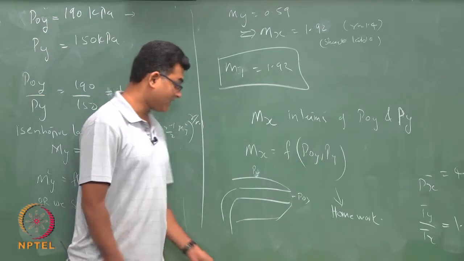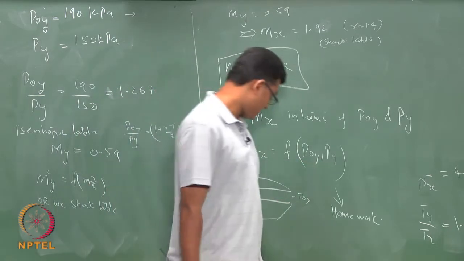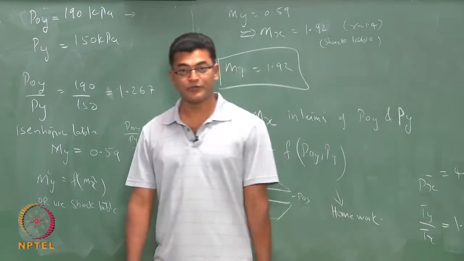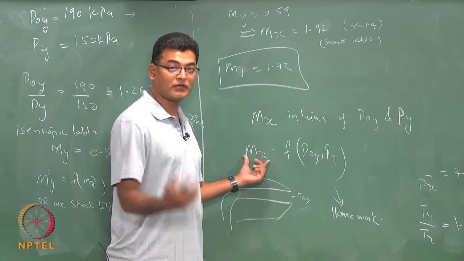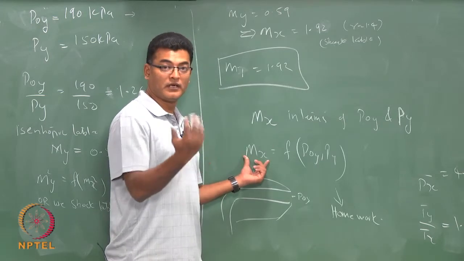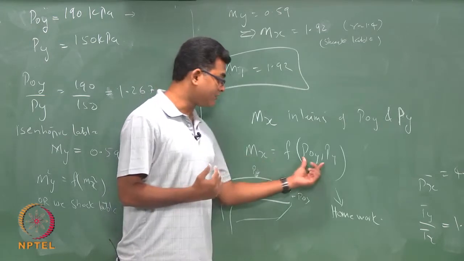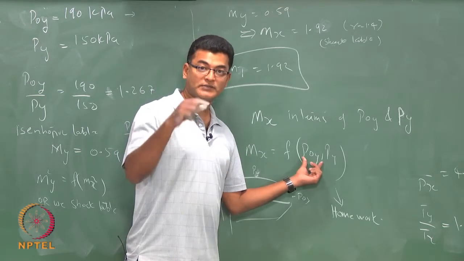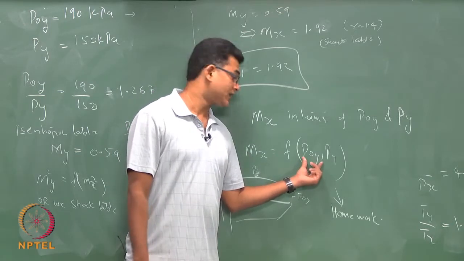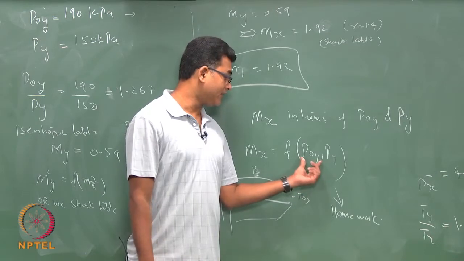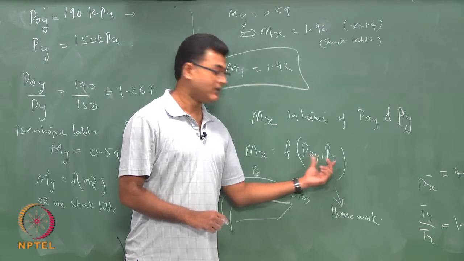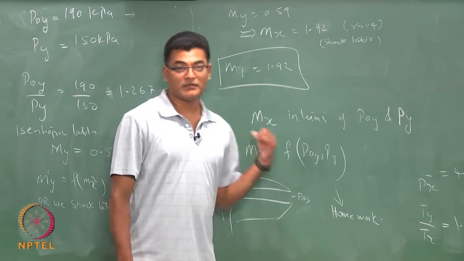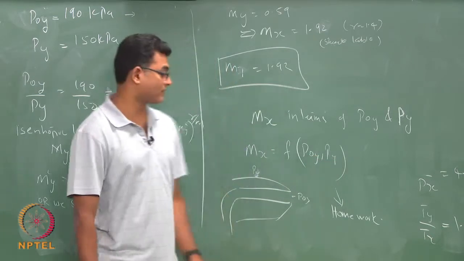In fact that is something called the Rayleigh pitot tube equation, where the Mach number of the oncoming fluid is given in terms of the values shown in the pitot static tube. The values shown in the pitot static tube are P0y and Py, from which you can directly get the Mach number of the oncoming fluid.